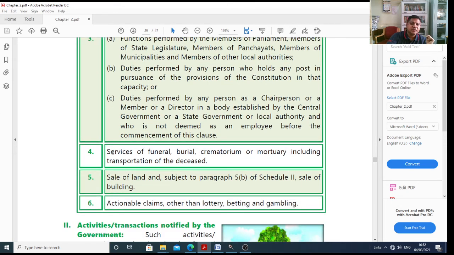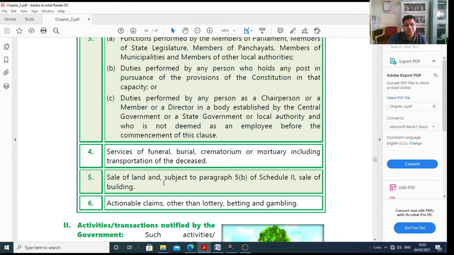Then one more thing is services of funeral. After the death of a human being, the body funeral activities. It means burning the body after death. Burial means burying in the ground. And then crematoriums or mortuary. Mortuary means morgue. Including transportation of the deceased, providing services to the dead, it is not a supply.